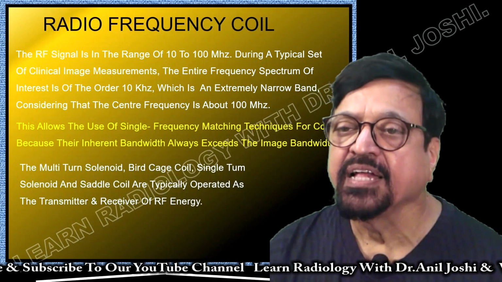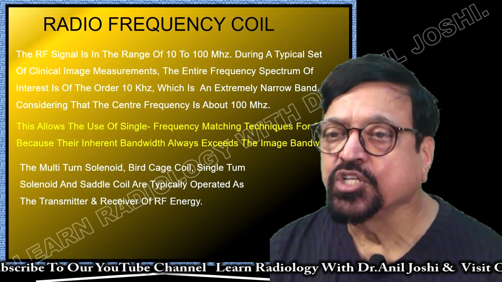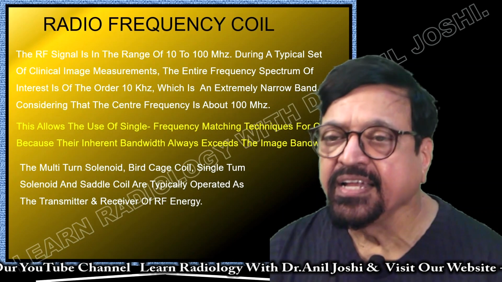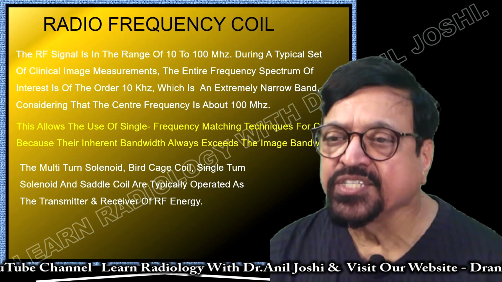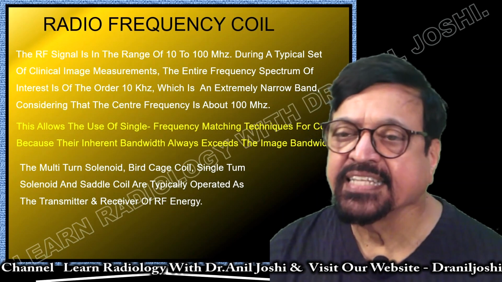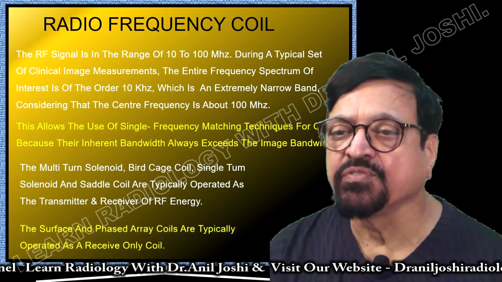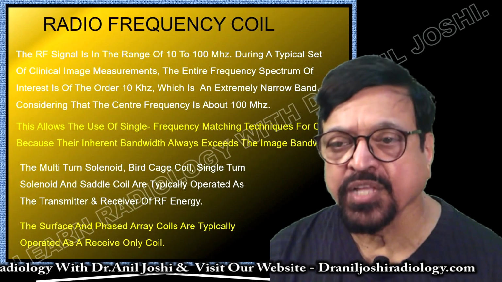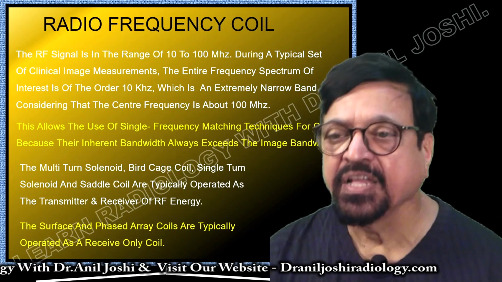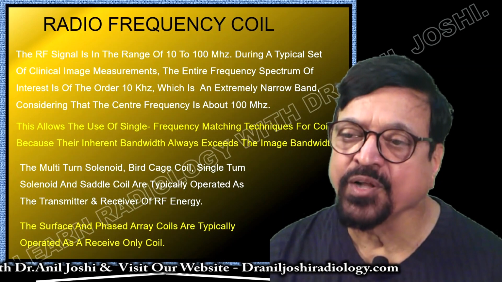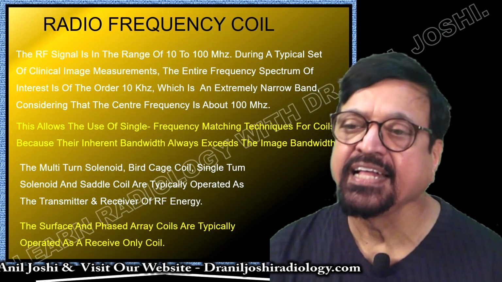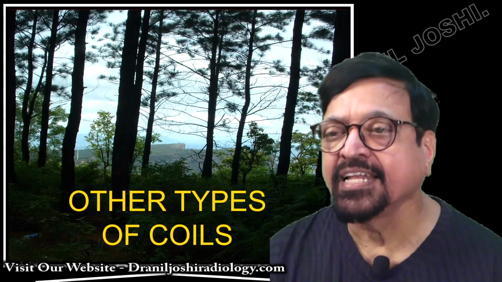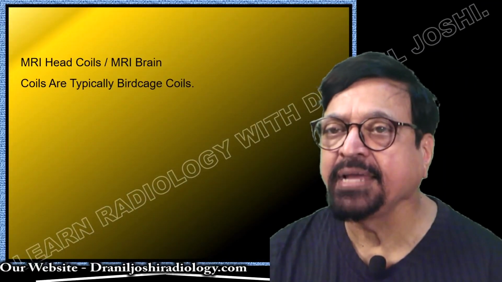The multi-turn solenoid and birdcage coils, and single turn solenoid and saddle coils, typically operate as both transmitter and receiver of the signal. So whichever you are using, they will act both to transmit and to receive. The surface and phased array coils are typically operated as receiving coils only. Now, are there any other types? Yes, there are many types.